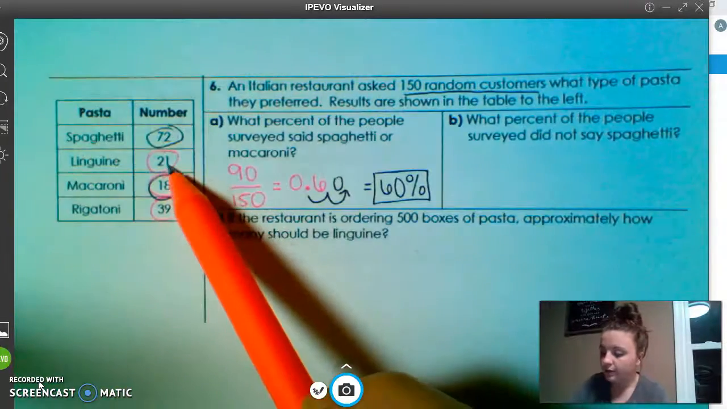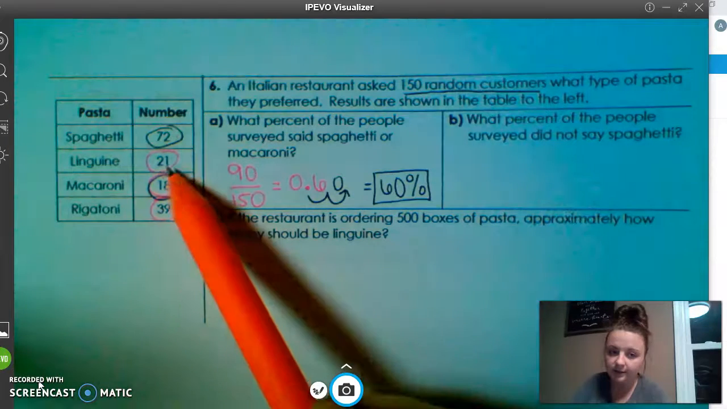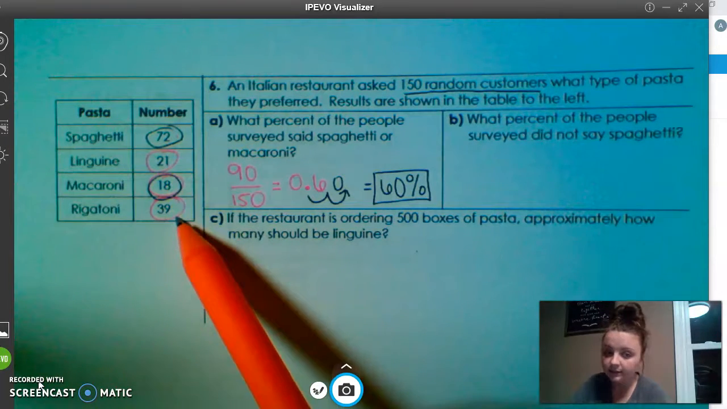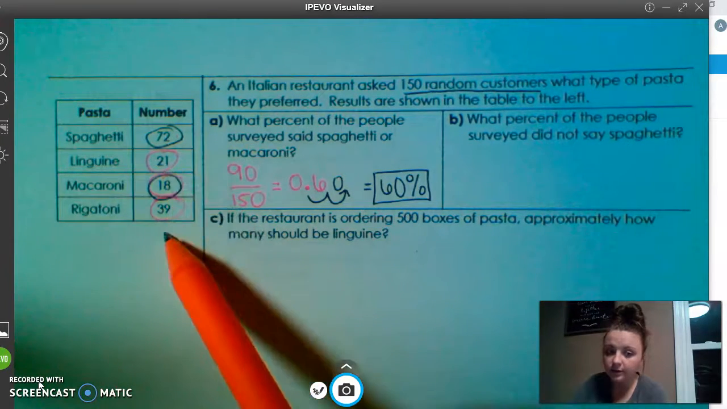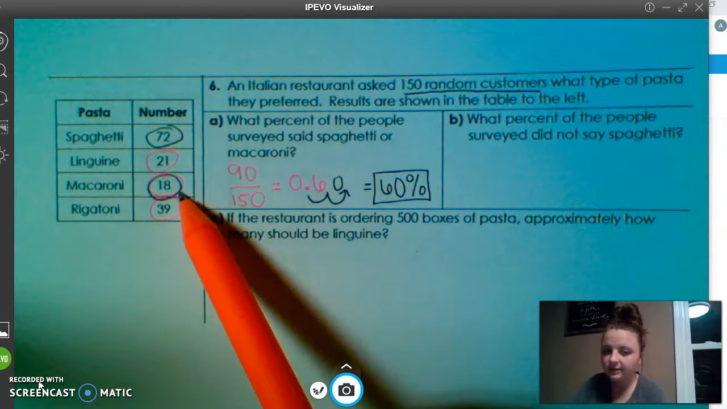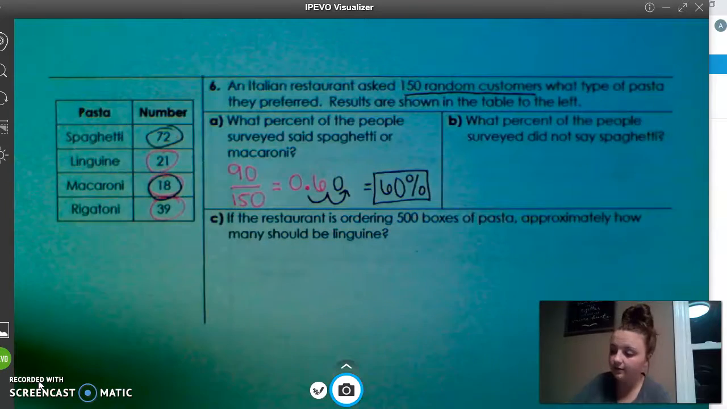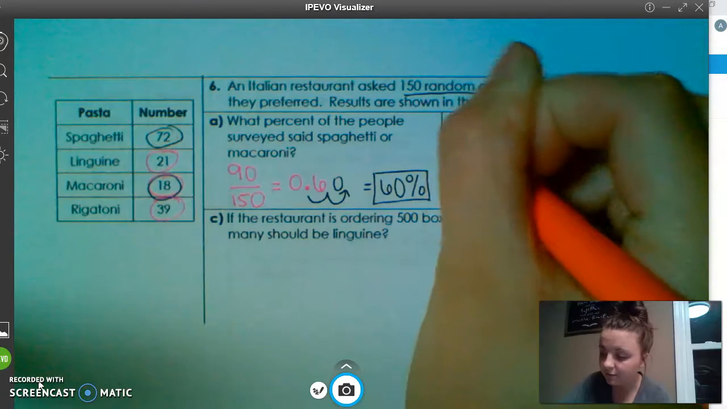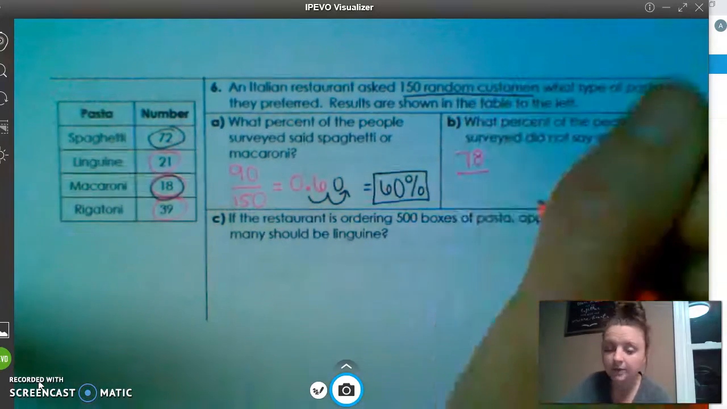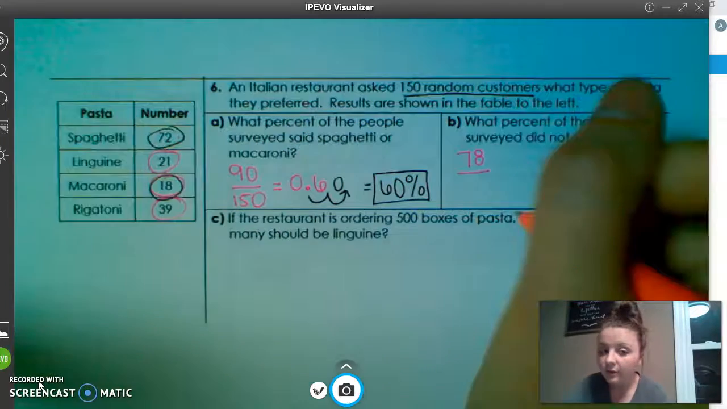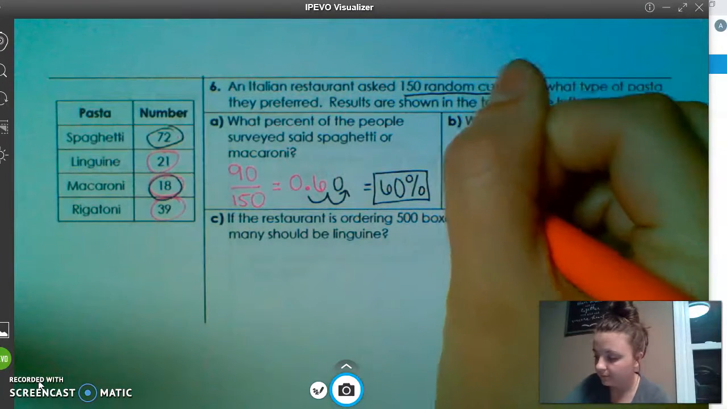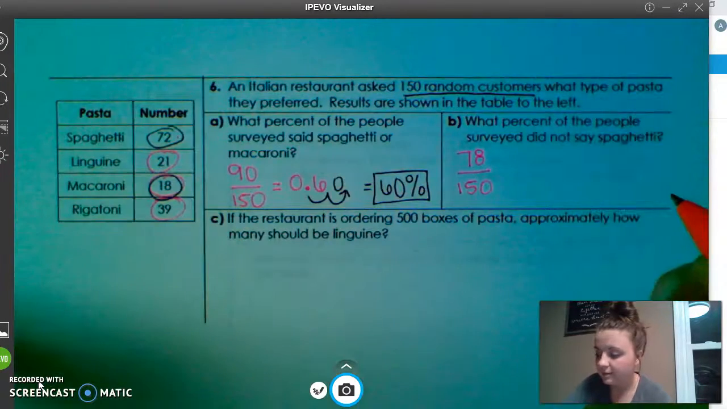So 21 plus 39, I'm going to do that because I know 1 plus 9 is 10. 20 plus 30 is 50. 50 plus 10 is 60. 60 plus 18, well, 60 plus 10 is 70, plus 8 is 78. I think I did that right. If I didn't, please email me. So 78 out of the 150 did not say spaghetti.